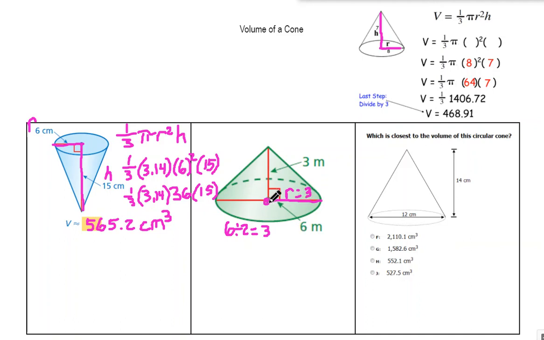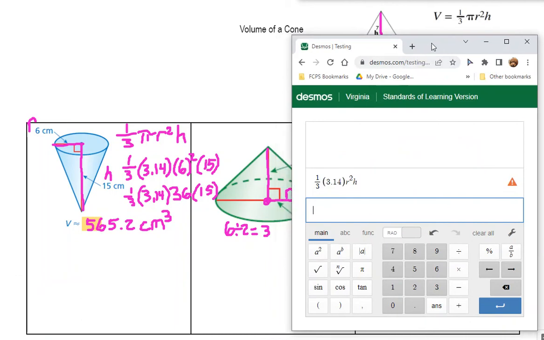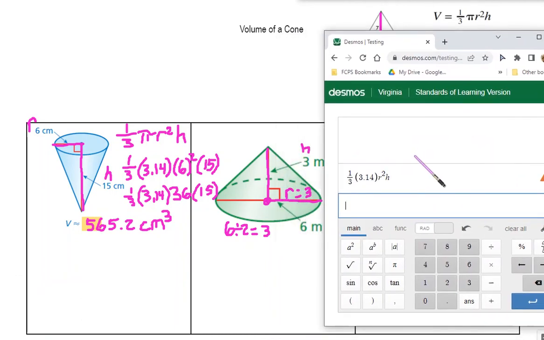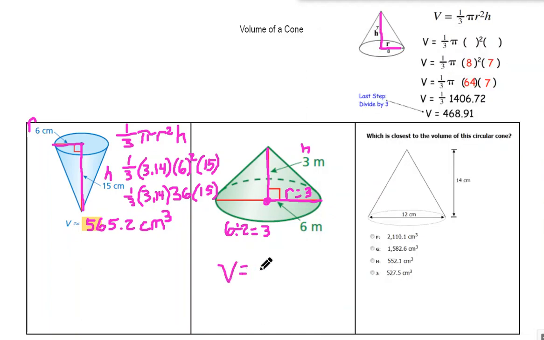Right? And my height is going from the middle of the bottom of my circle straight up to the point. And that told me that was 3. So my height is 3. So now that I know that, I can type that into Desmos here, right? So I know r equals 3, and I know h equals 3. And that gives me my answer right here, 28.26. So my volume equals 28.26. We always write our unit of measure, which is meters, cubed.